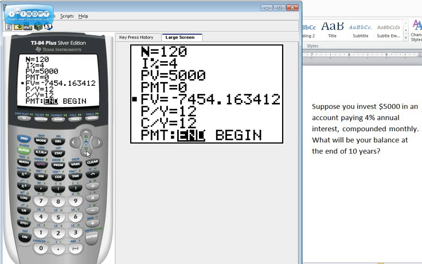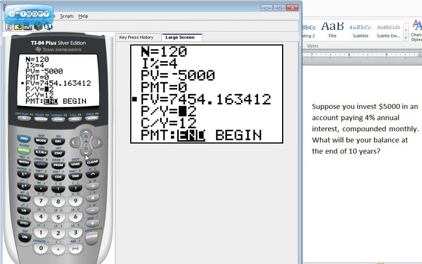Now the only thing that's a little bit strange about this is it came up negative. That's because the calculator works on a cash flow model. It kind of tells you how this affects your pocketbook. And really, truly, if we were to put $5,000 in the bank, we would be out $5,000 from our pocketbook. So if we put that in as a negative 5,000 instead of positive 5,000, and then go down and solve again on future value, we'll actually get the same number, but it's going to be a positive number.